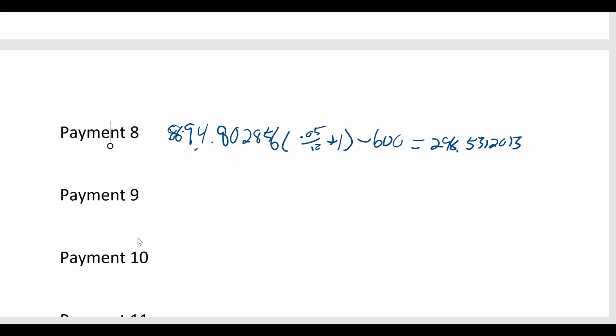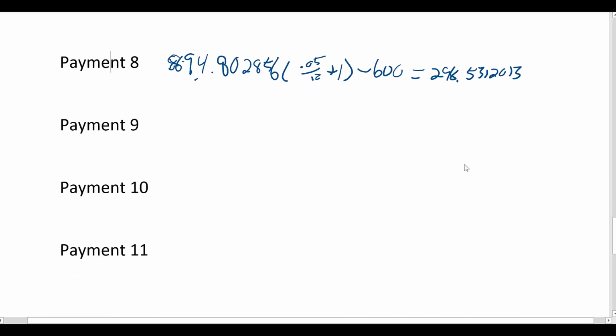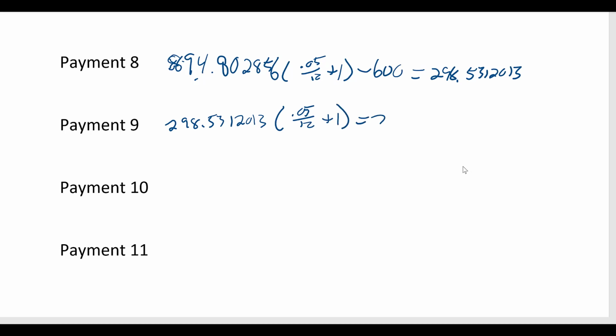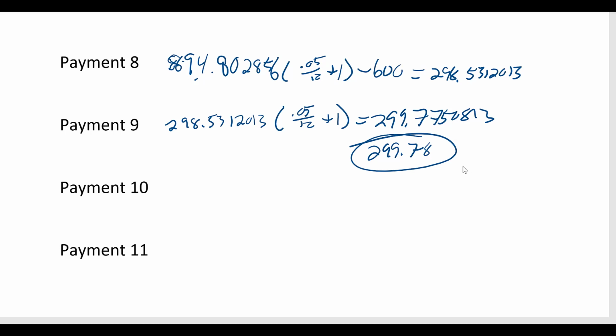298.5312013. And so obviously this is less than 600, and even with interest it's not going to get above 600. So we'll just take that 298.5312013 and multiply that by what interest has accrued since the last payment plus the principal, and that gets us to 299.7750813. So that'd be $299.78 would be the final payment, and you're paid off after 9 months.